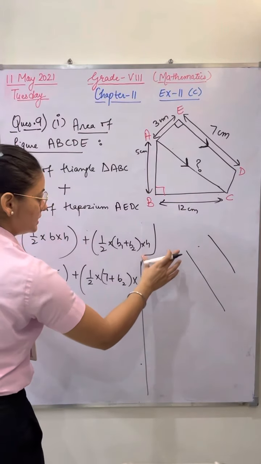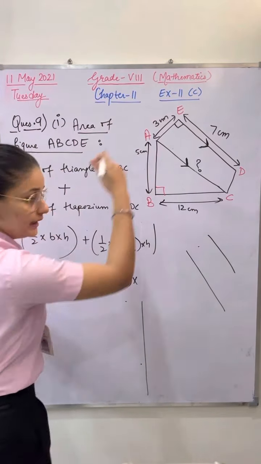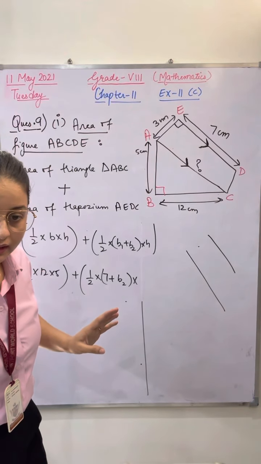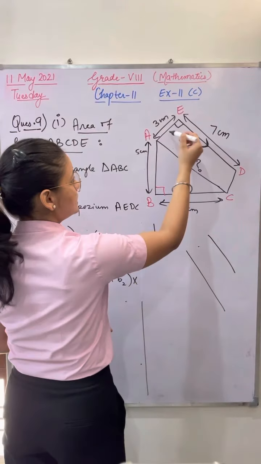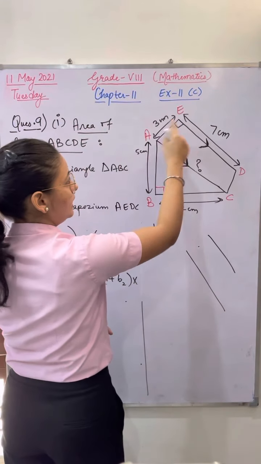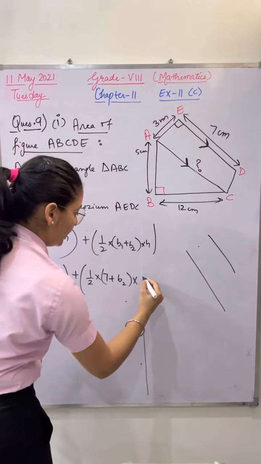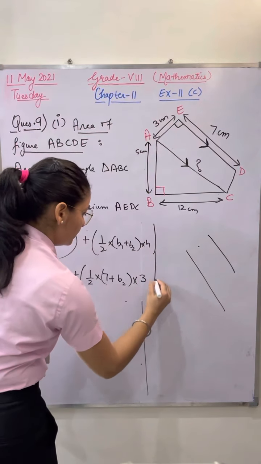Multiply by height. Height is given of the trapezium. That is 3 centimeter. This is on 90 degree. So always, if any line is on 90 degree, that is the height of that shape. So that is 3.